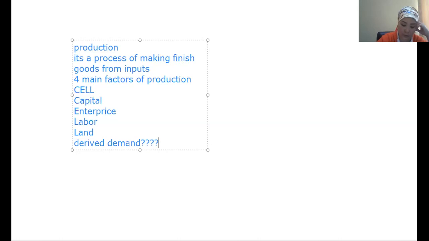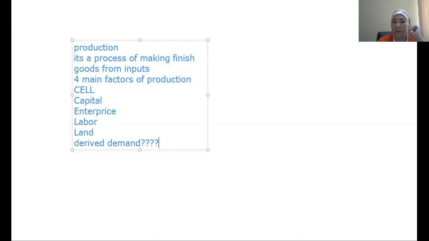What is derived demand? It's the demand for any factors of production. In order to produce, what do we need? We need factors of production. And demand for those factors of production is derived demand. This means that demand for factors of production depends on the demand for the goods and services that they will be used to produce.